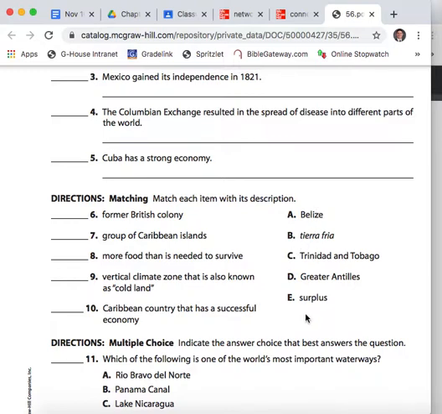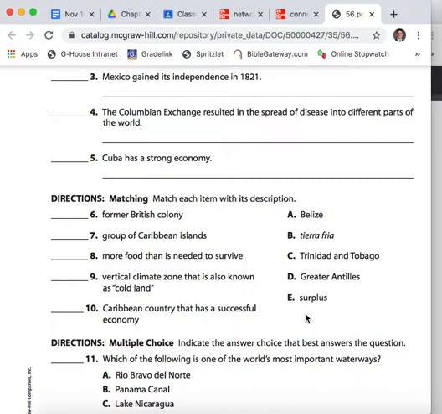Number 6, former British colony. It'd be the only one of those colonies that is English-speaking that we know, and because of the language that it speaks, you know that that's the country that had colonized it at one point. Belize is an English-speaking country. 6 is A. 7, group of Caribbean islands. 7 is going to be D, the Greater Antilles. You've got the Greater Antilles and the Lesser Antilles, a collection of larger islands and lesser islands all throughout the Caribbean.